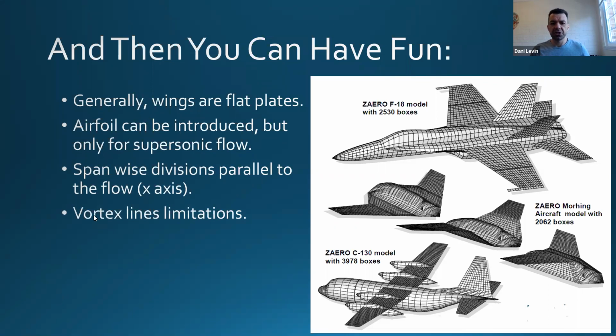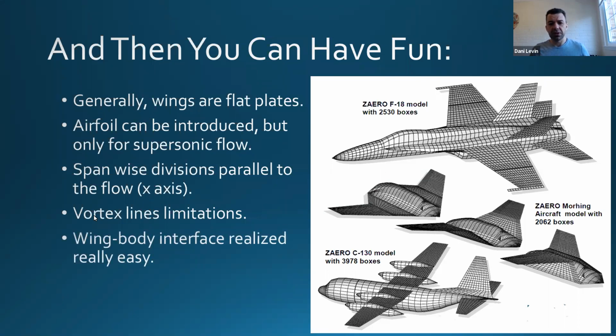There are several limitations of the vortex line. Simply what it means is that the shed vortex from an upstream surface, for example the wing, cannot cross in the middle of the aerodynamic box. So the division lines of the wing and the rear stabilizer in this example need to be aligned. But this is very simple to achieve.